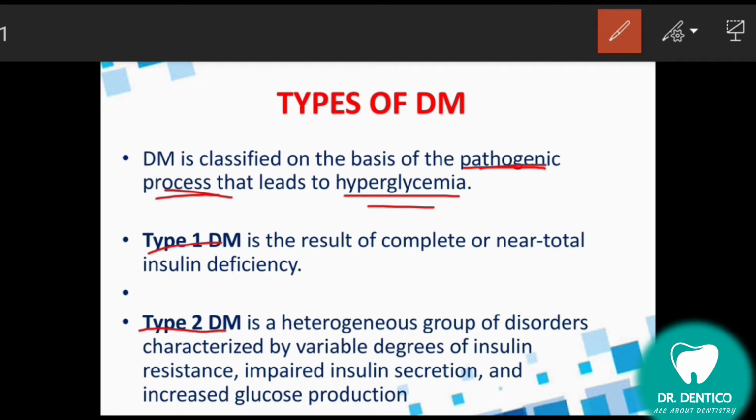Type 1 diabetes mellitus is a result of complete or near total insulin deficiency.